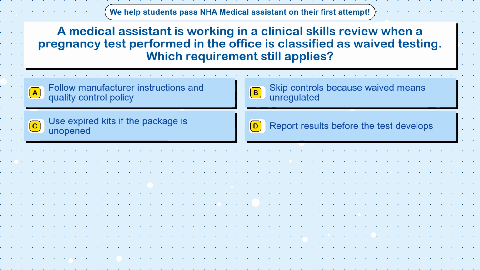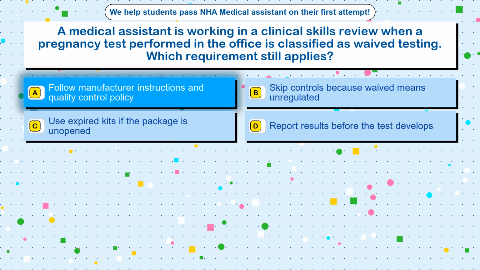Question 85. A medical assistant is working in a clinical skills review when a pregnancy test performed in the office is classified as waived testing. Which requirement still applies? Option A. Follow manufacturer instructions and quality control policy. Option B. Skip controls because waived means unregulated. Option C. Use expired kits if the package is unopened. Option D. Report results before the test develops. The correct answer is option A.